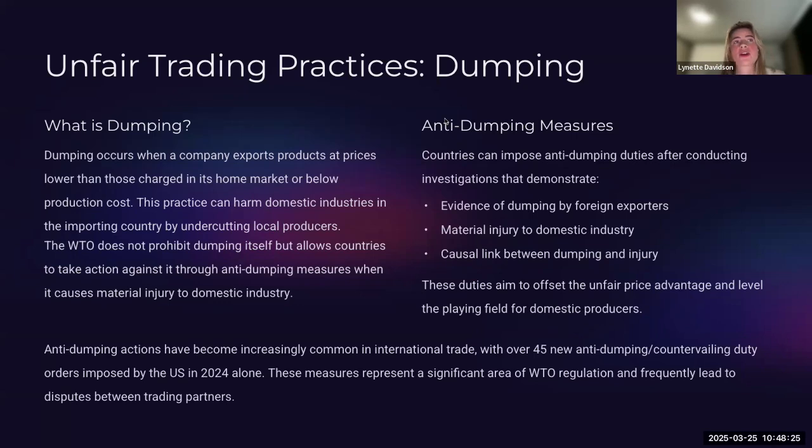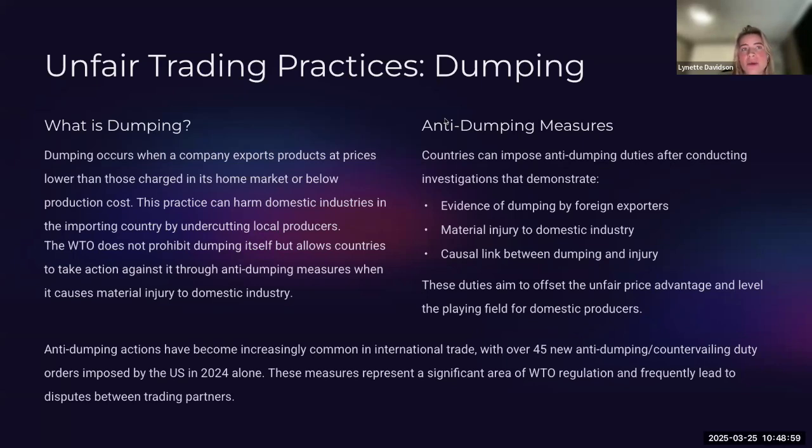This could be a high risk, and the World Trade Organization does not prohibit dumping itself, but it does allow countries to take action against it through anti-dumping measures when it causes material injury. So this is important. First of all, we need evidence of dumping by foreign exporters. There must be a specific link between the dumping and the injury, and there must be material injury caused to the domestic industry.